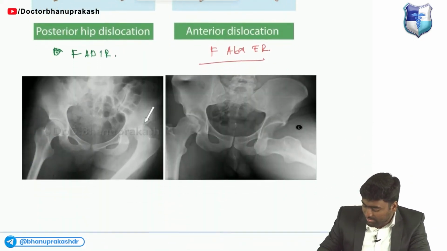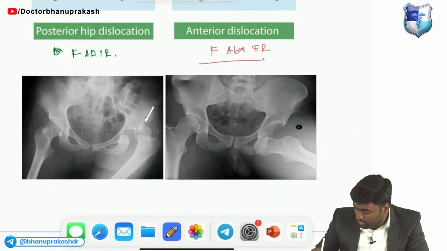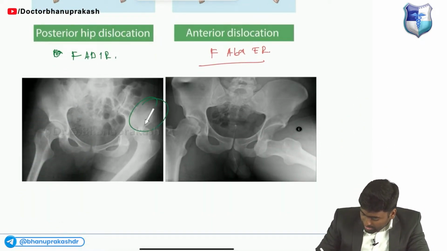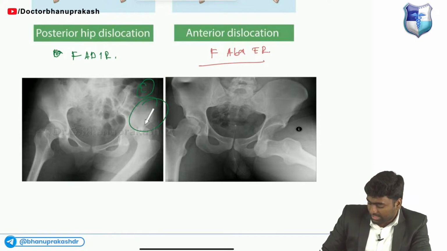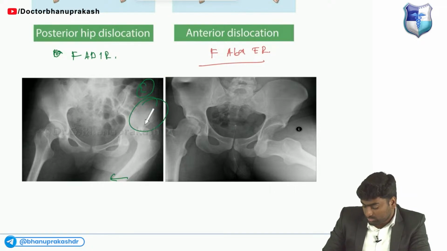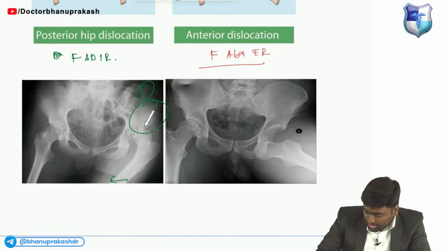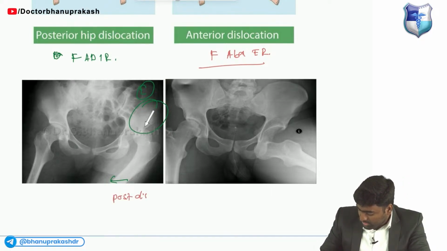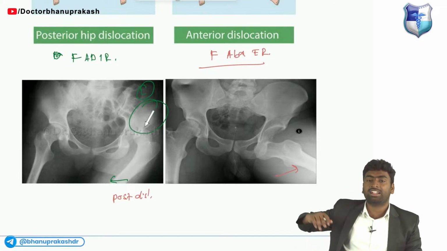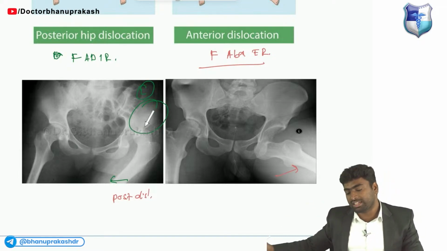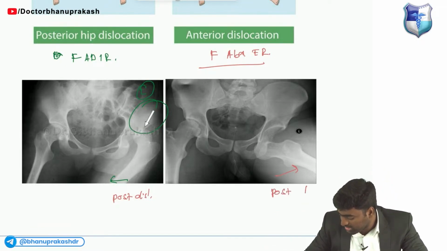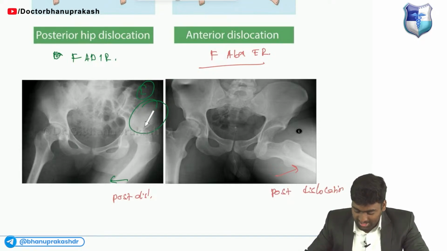They will give this X-ray and ask which of the following dislocations this is. In this left leg, the leg is adducted, so it is the posterior dislocation. Whereas if you see this leg, which is abducted, then it is an anterior dislocation. The adducted one is a posterior dislocation. Just remember.